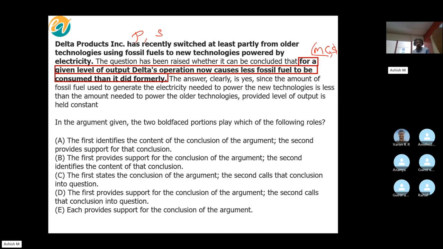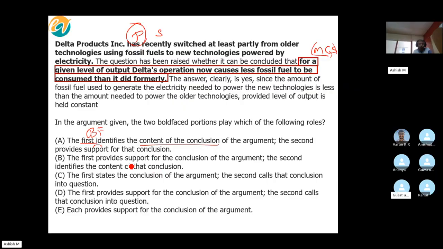All right. Now tell me, why is Alpha incorrect? The first, by the way, what does it mean? The first boldface. It says first boldface identifies the content of the conclusion. That is incorrect. First boldface is not the conclusion, it's a premise. Gone.